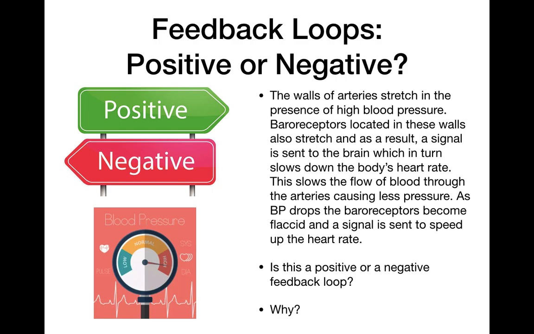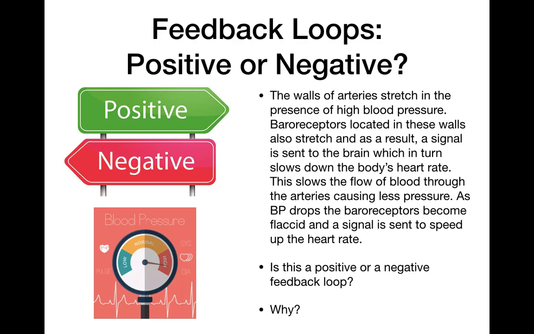Okay, here's another one. This is in the blood system. The artery walls are going to stretch in the presence of high blood pressure. Receptors called baroreceptors are going to also stretch, and as a result, a signal is sent to the brain, which in turn slows down the heart rate. This slows the flow of blood through the arteries, causing less pressure. As the blood pressure drops, the baroreceptors become flaccid, and a signal is sent to speed up the heart rate. So pause and think about this: positive or negative, and why?